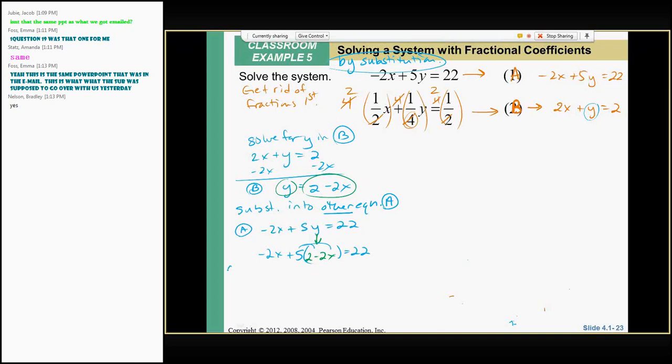Now I'm going to solve for x. So we have negative 2x plus 10 minus 10x is equal to 22. Negative 12x plus 10 is equal to 22. Negative 12x is equal to 12. And I know I'm going over this a little fast. x is equal to negative 1.